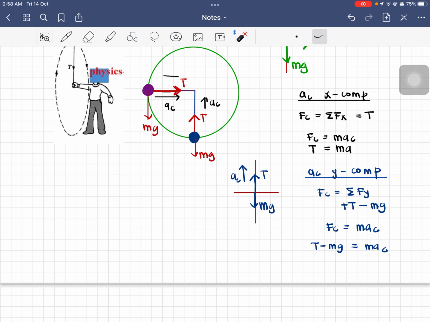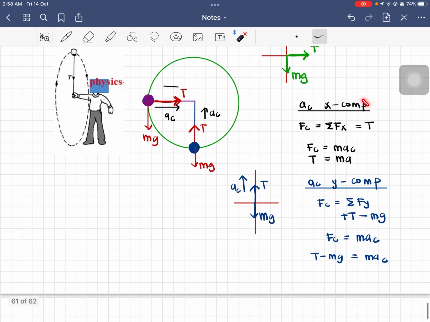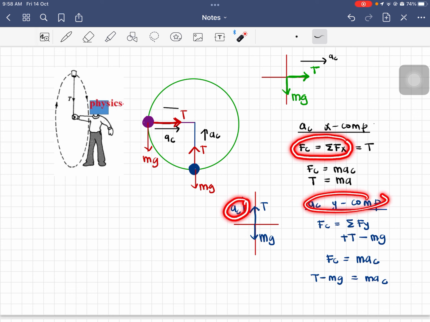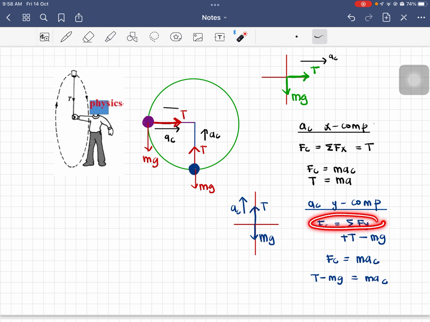Once again, I remind you, if your AC is in your X component, your FC will equal the summation of Fx. If your AC is in the Y component, your FC is the summation of Fy. It must include all the forces that exist on the object. That is the condition. You have to look at all the forces and then equate them, and then you will get your FC. And remember that if your AC is downward, you need to put it as negative. Alright, that's all.